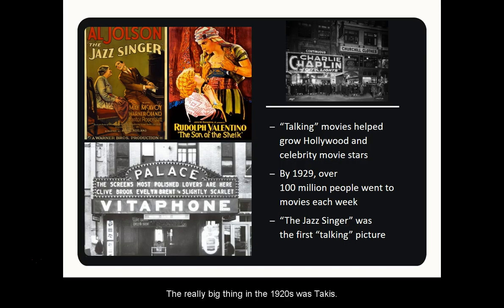The really big thing in the 1920s was talkies. Talking movies are basically movies with sound. Prior to the 1920s, movies did not have sound. You would watch the movie and there would be somebody in the theater playing the piano to add the music, and you would have to read the cue cards. In the 1920s, we get The Jazz Singer, which was the first ever talking picture. And after that, people just cannot get enough of it.